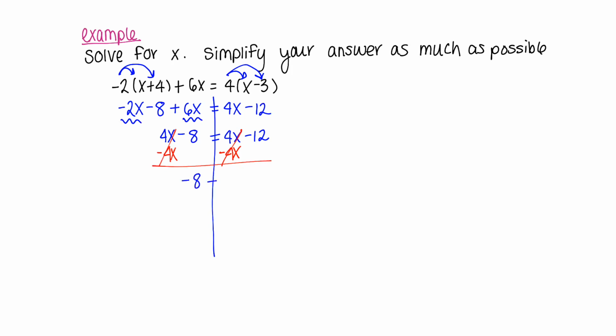And now I'm left with negative 8 is equal to negative 12, which is clearly a false statement, right? You can't have negative 8 equal to negative 12. That would really break mathematics as we know it. So if we get a number equal to a number and it is a false statement, that's going to mean that there is no solution.